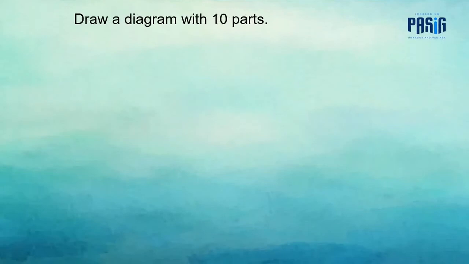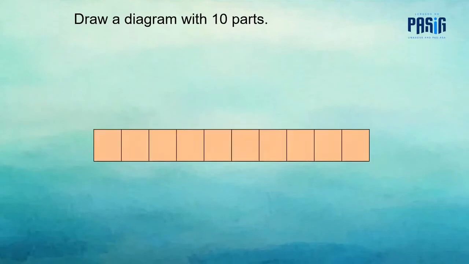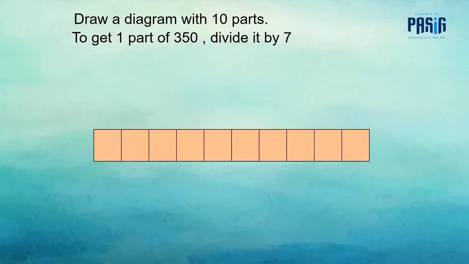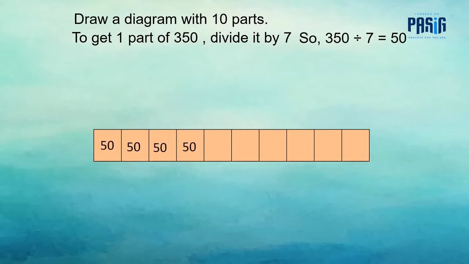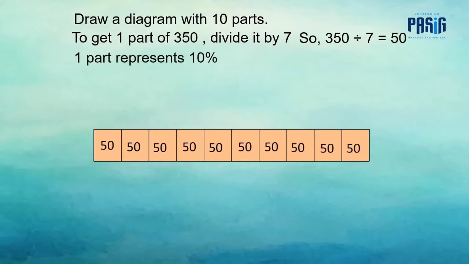Draw a diagram with 10 parts. To get 1 part of 350, divide it by 7. So, 350 divided by 7 equals 50. 1 part is 50. 1 part represents 10%, or 50 is equal to 10%.